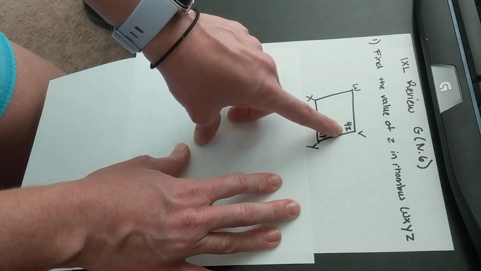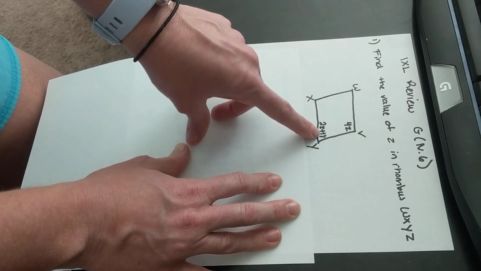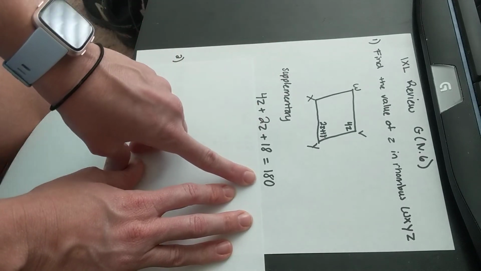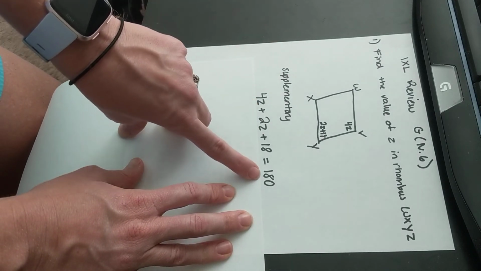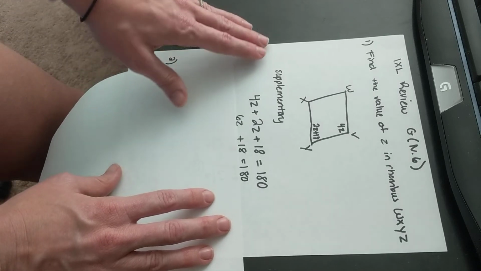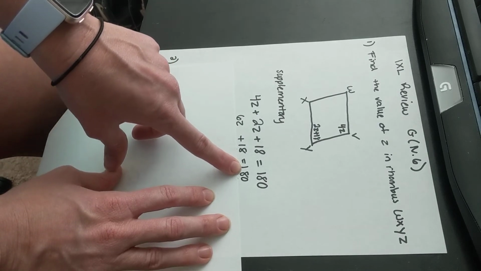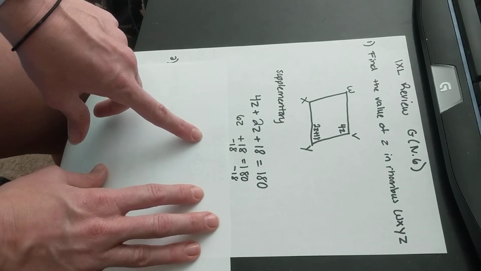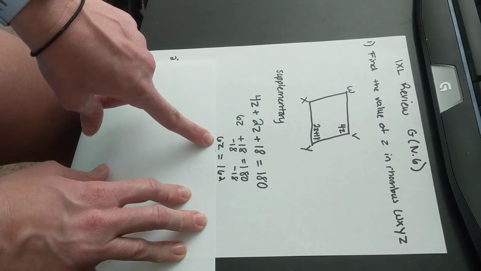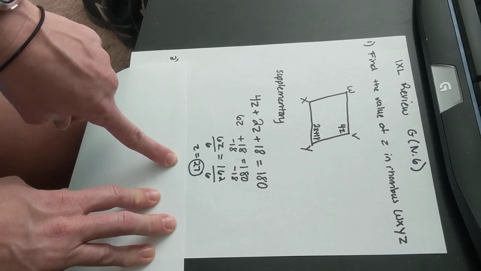Okay, so 4z and 2z plus 18. Those are consecutive, so that means they are supplementary. So you go through and set it up as equal to 180. 4z plus 2z plus 18 equals 180. Combine like terms first and then solve. So 6z plus 18 should equal 180. Subtract 18 from both sides. 6z equals 162. The last step is divide by 6 on both sides. 162 divided by 6 is equal to a value of 27. I hope you guys got that right.